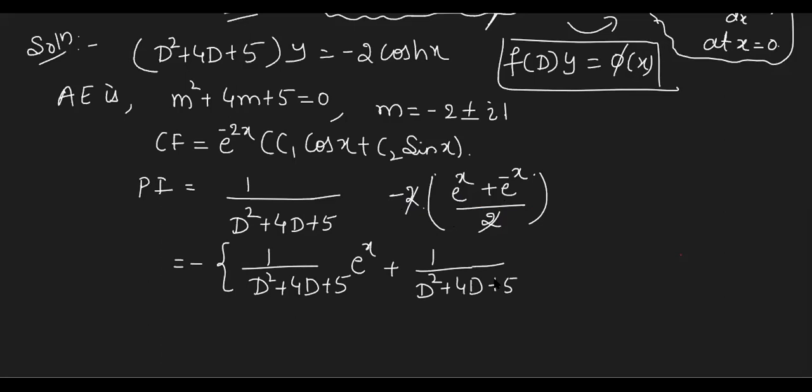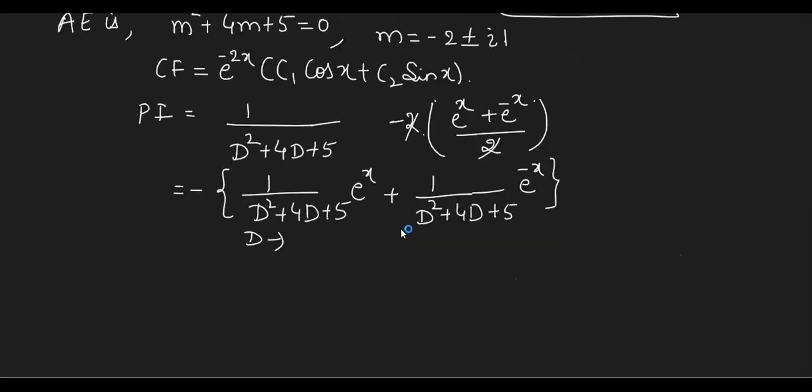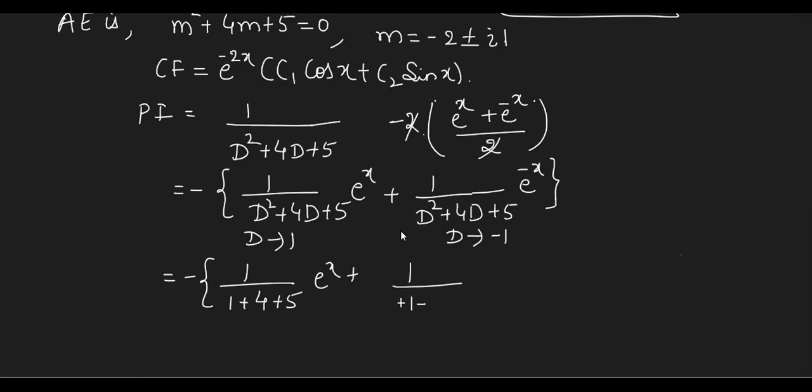What does the procedure say? Replace D by what? 1. Coefficient of 1, x. It will not become 0. And here replace D by minus 1. Let us replace. So 1 plus 4 plus 5. Minus 1, sorry, plus 1 minus 4 plus 5. Correct, no? Tell me what you will get simplified.